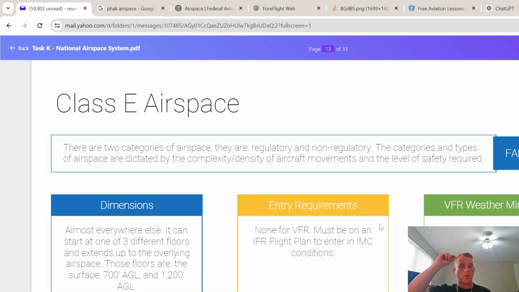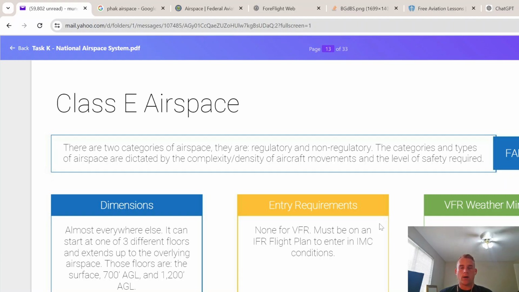Cloud clearance is 1,000 above, 500 below, 2,000 horizontally. If you go above 10,000 feet, visibility goes up. You have a lot faster moving aircraft up there above 10,000 feet, okay? You need more room to see. Just think about this: why would you need more visibility higher up? Visibility goes up to 5 statute miles.